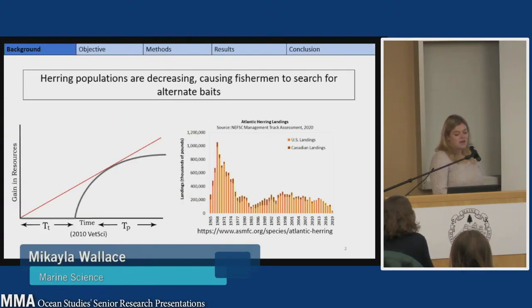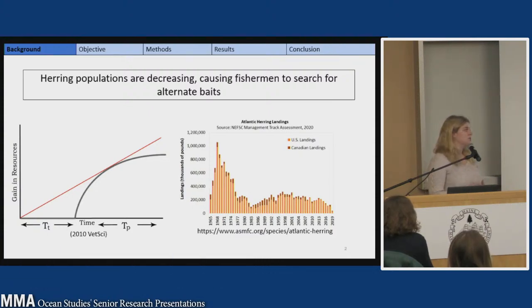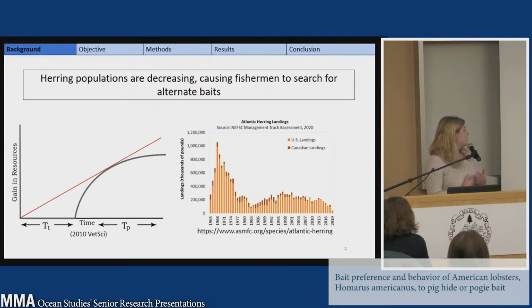So a little bit of background. My study is based on the optimal foraging theory, which is the theory of how animals choose their diets. The diagram to the left shows a visual representation of it. TT stands for travel time, and TP stands for time in patch. As travel time increases, the time in patch reaches a tangent point. This is because the more time organisms stay in the patch, they can gain resources and have more energy to increase their travel time as well as consume more prey.